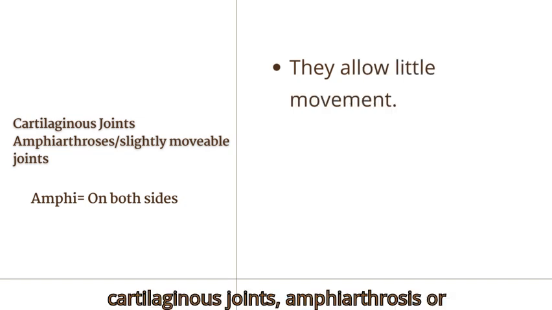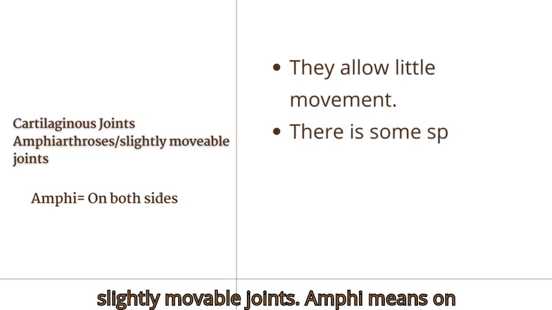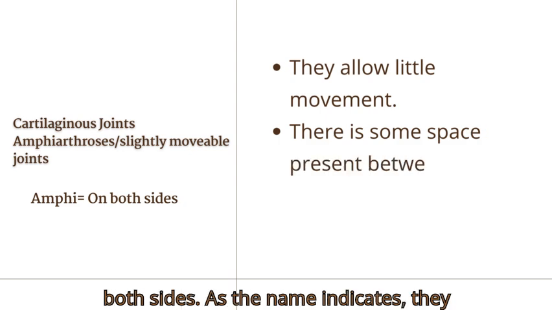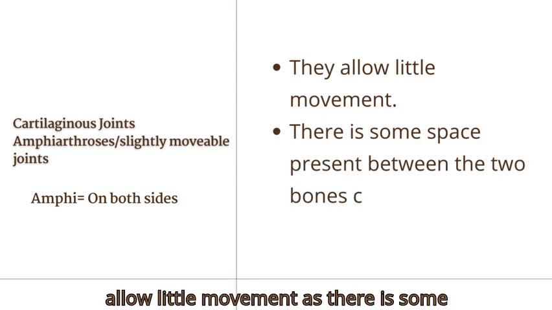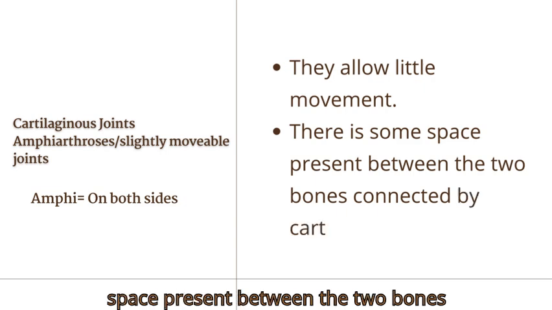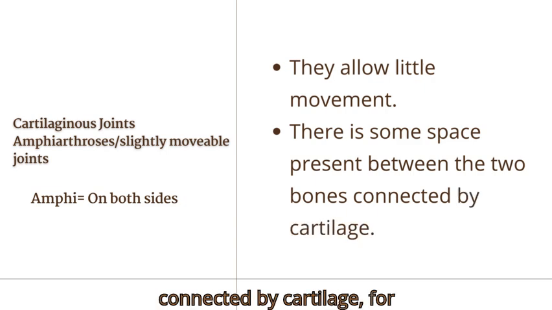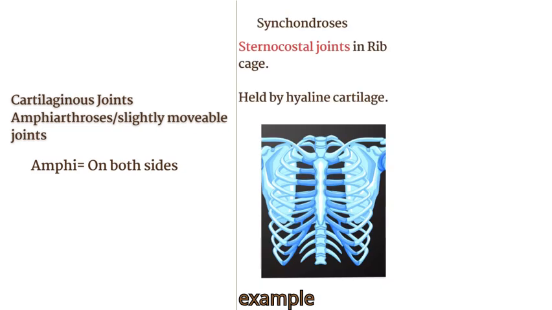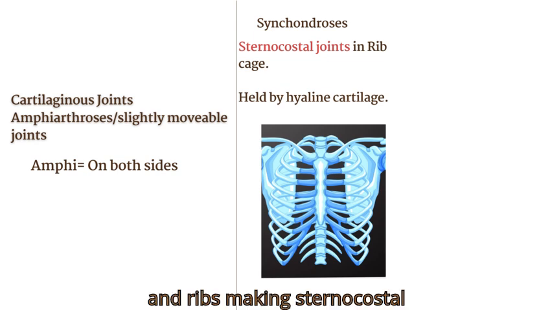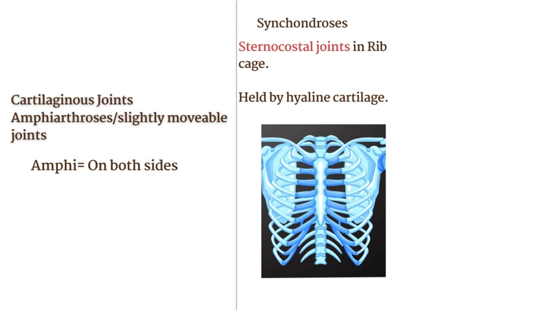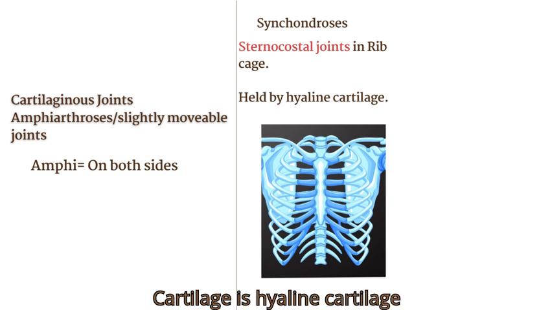Cartilaginous joints, amphiarthrosis or slightly movable joints. Amphi means on both sides. As the name indicates, they allow little movement as there is some space present between the two bones connected by cartilage. For example, synchondrosis: sternocostal cartilage that joins sternum and ribs, making the sternocostal joint. The cartilage is hyaline cartilage.